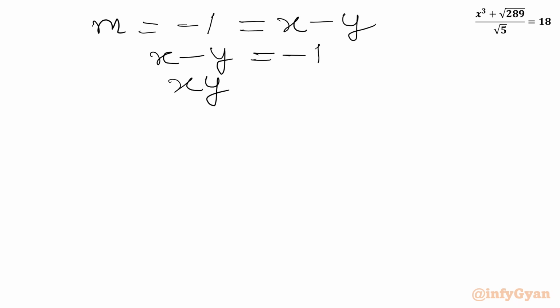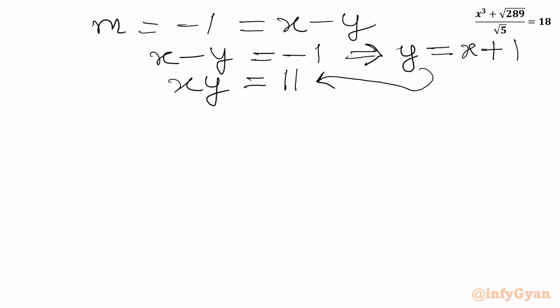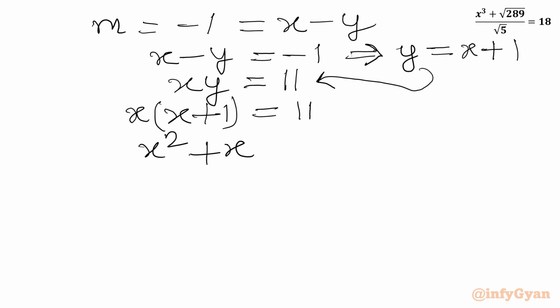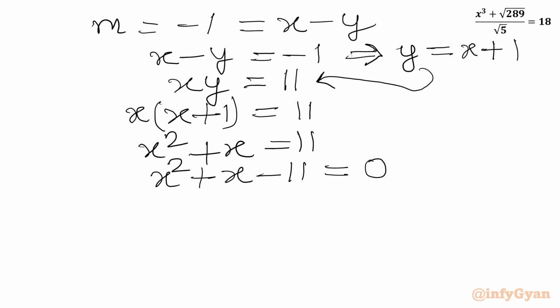And then we will write our equation 2, xy equal to 11. From this equation, I can write the value of y equal to x plus 1, which we will apply here. So I will get x times x plus 1 equal to 11. Or we can write x square plus x equal to 11. x square plus x minus 11 equal to 0. Now this is a quadratic equation. We will apply the quadratic formula.